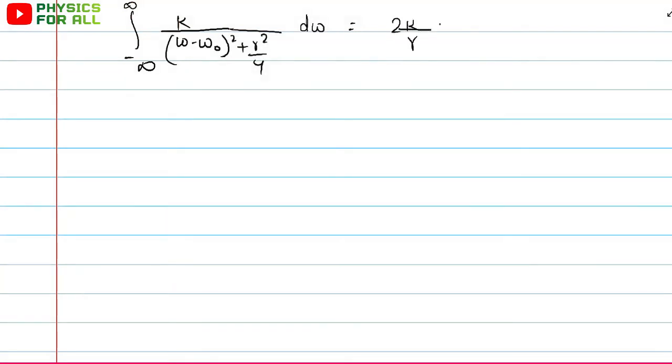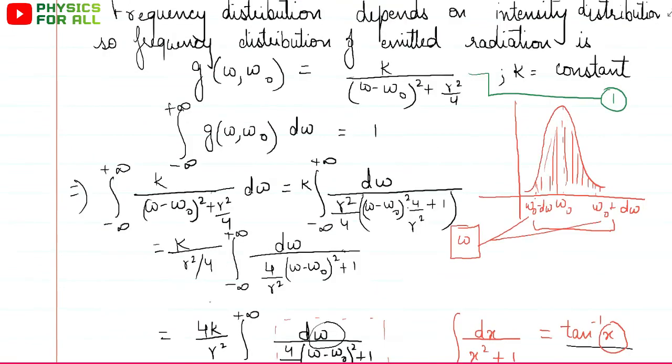Finally, we can write down our quantity k upon, we started with this. This is now 2k by gamma times pi by 2 plus pi by 2, which is 2k by gamma into pi, simply 2k pi by gamma. We are left with this thing, and now we have to see what this term equals. We use this condition that the integral of g omega omega naught d omega is 1. This is the normalization condition.